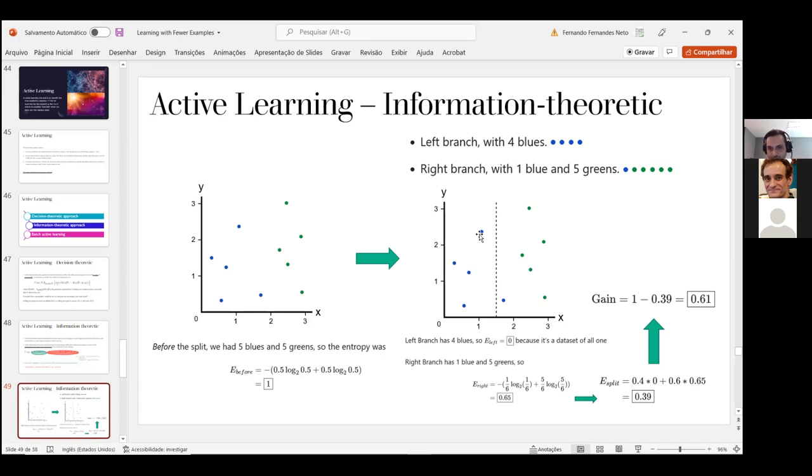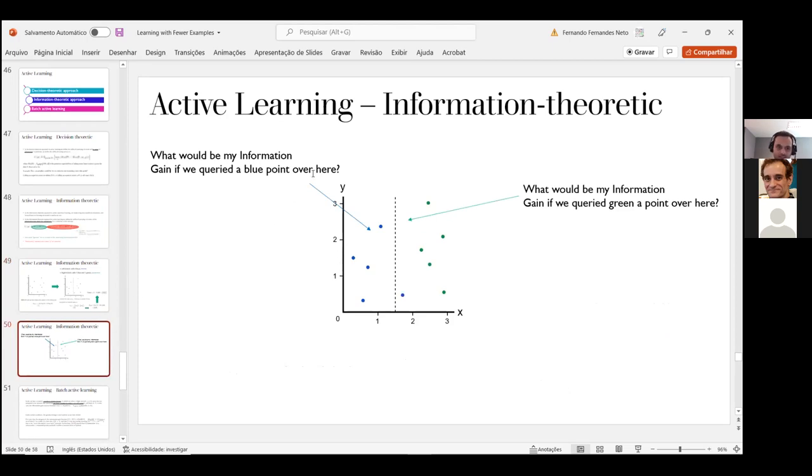So basically there is no further information that can be structured according to only these data points. The average of the entropy here is 0.39, which is weighted in terms of how many points we have in each branch. And then the information gain as a consequence of establishing this decision boundary is 0.61. This is the idea, because we reduced the entropy from one to 0.39.